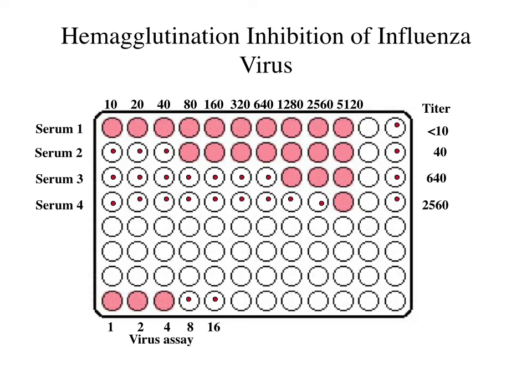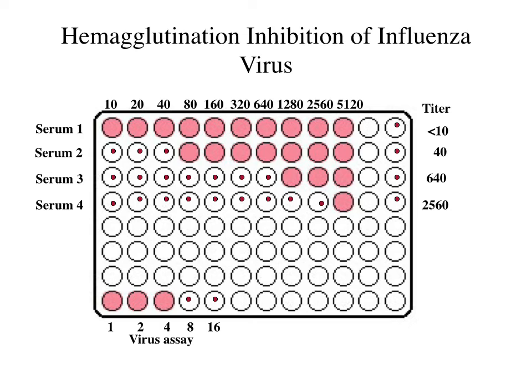What you're doing then is incubating your dilutions of serum with a constant amount of virus. If the serum antibodies bind virus, no hemagglutination occurs and the button forms. So here you can see your titers at the side. The titer for serum 1 sample was less than 10. So, we can't say that it was a negative sample because there's not sufficient sensitivity to the test. But certainly less than 10.